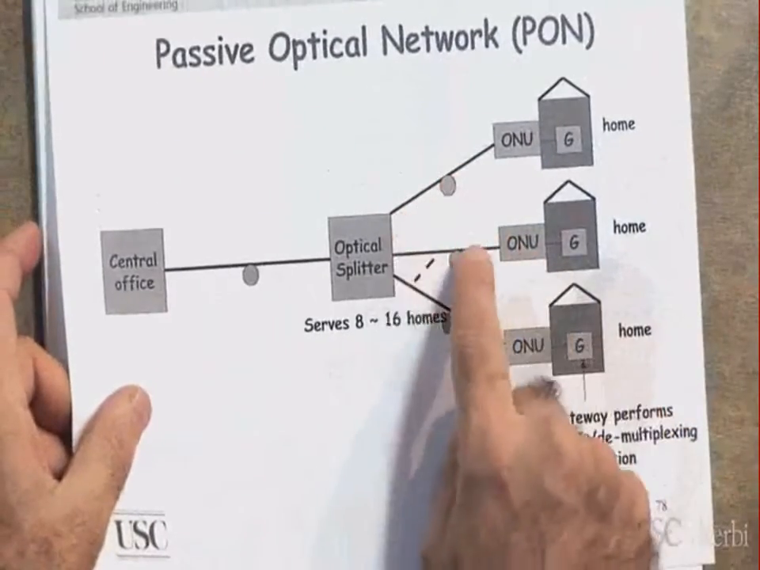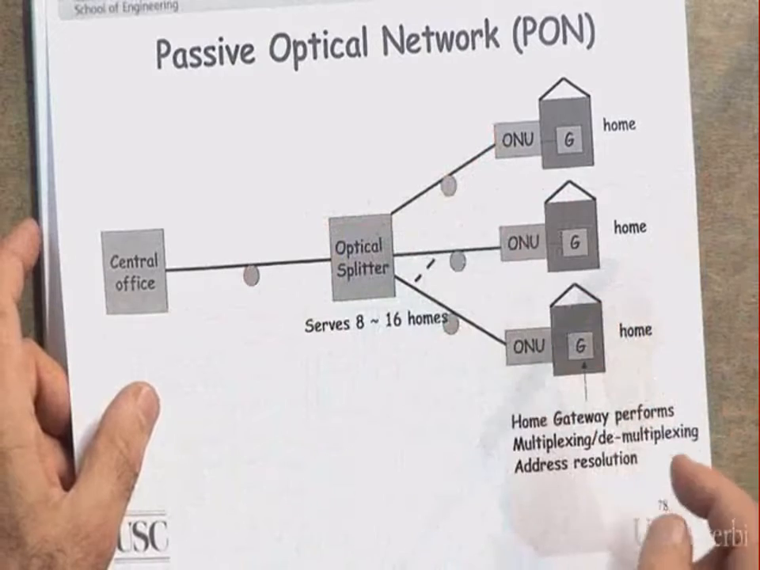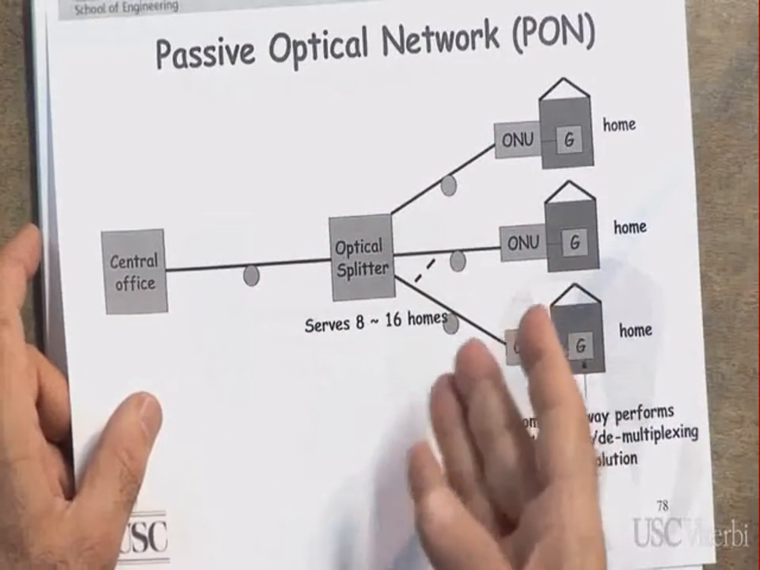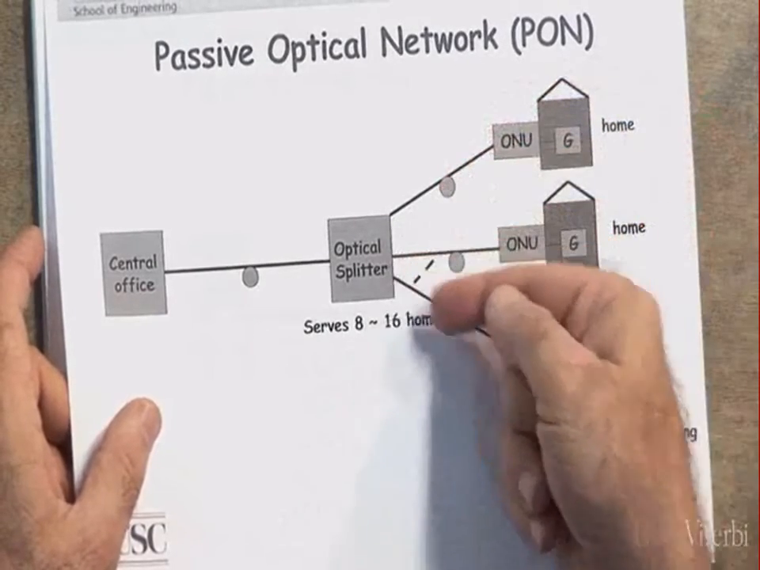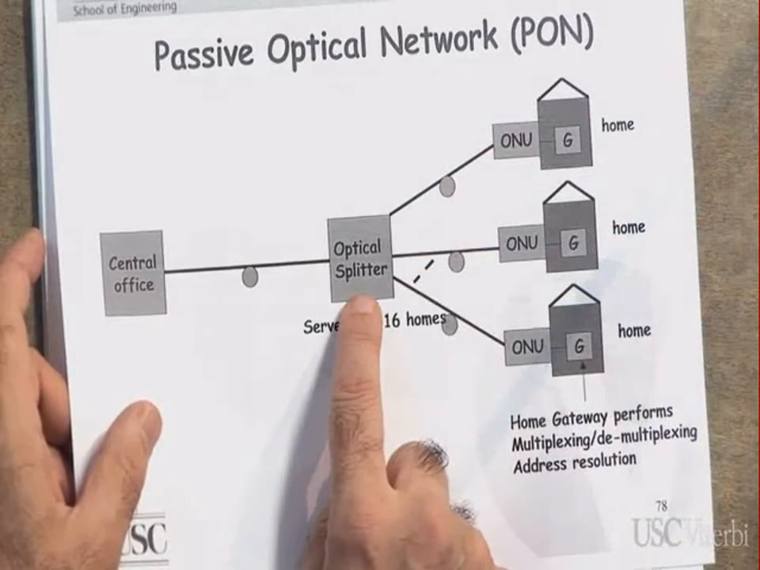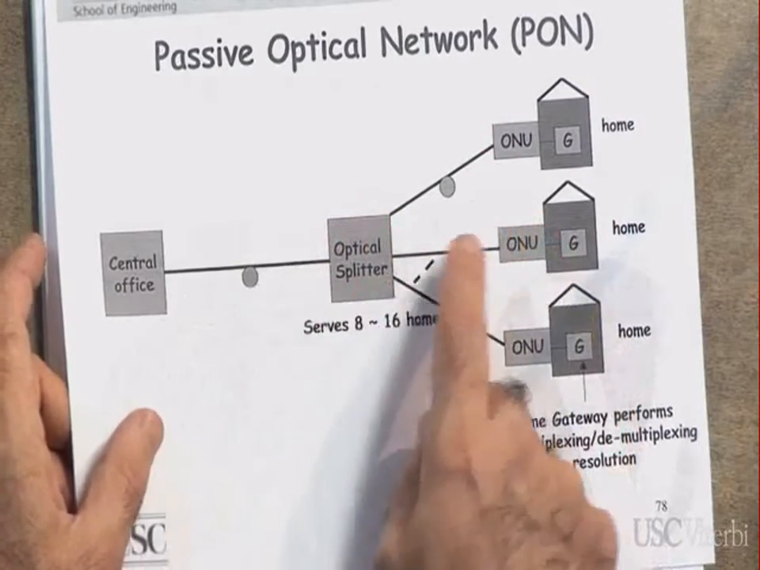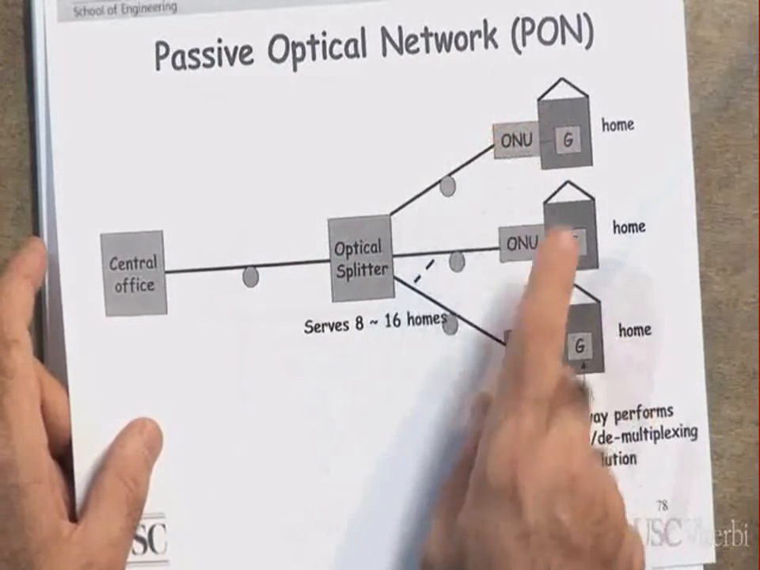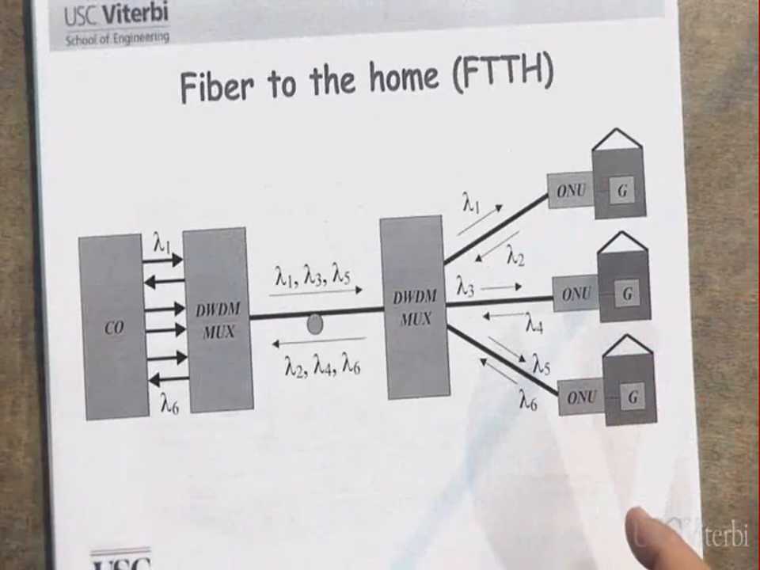Let me ask a question here. In here, this one and this one and this one, on the uplink, can they transmit using the same wavelength? Do we need a medium access control procedure? Yes, we need medium access control procedures. Why? Because if they attempt to transmit at the same wavelength, there will be a collision in here. So there must be a medium access control procedure where the central office will control which of these homes will transmit.